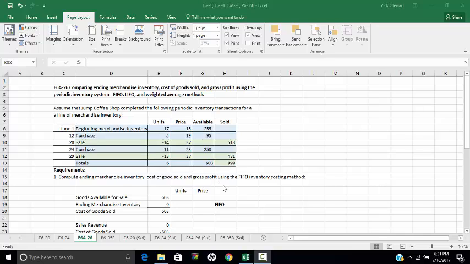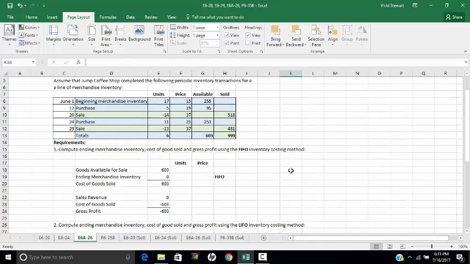In requirement 1, it tells us to compute ending merchandise inventory, cost of goods sold, and gross profit using the FIFO inventory costing method. Now we know when we use the periodic system we are not keeping perpetual inventory records. At the end of the period we count the number of items that we have left. Then we use one of the costing methods to get the ending merchandise inventory, and we subtract ending merchandise inventory from goods available for sale, and that's how we get cost of goods sold. Then after we get cost of goods sold, we can determine gross profit by subtracting it from sales revenue.